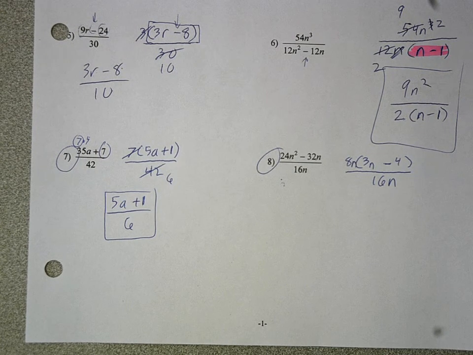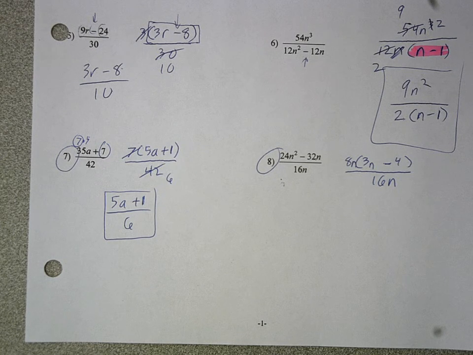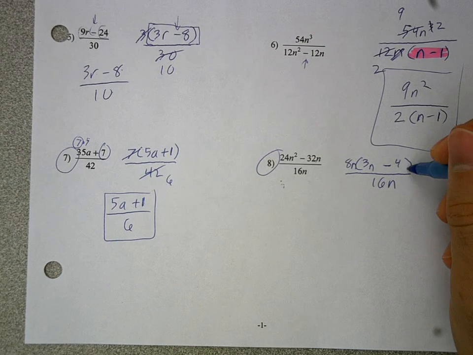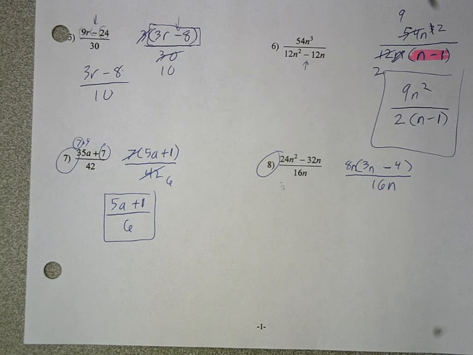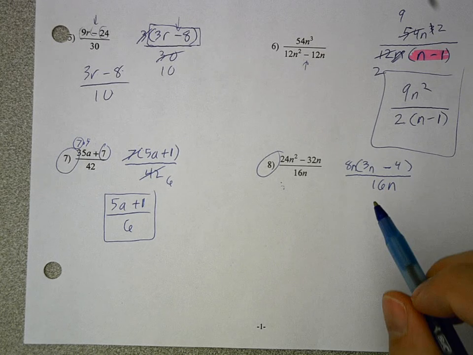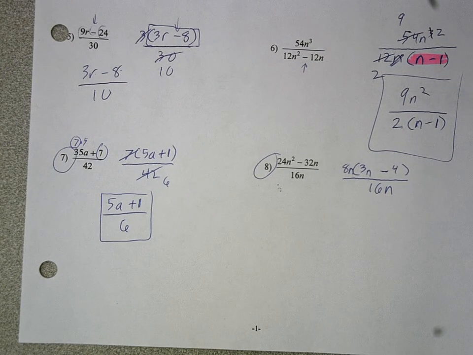So now I'll keep taking volunteers. What can I cancel out then? So again, the stuff in the parentheses is all locked together. I can't cancel out any of that. But what about what I took out? Let's factor it out. Okay. So, can I simplify anything with the 8n and the 16n?